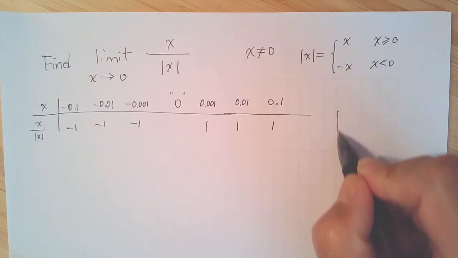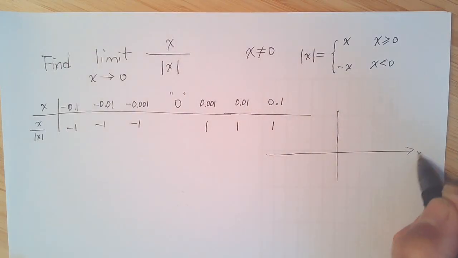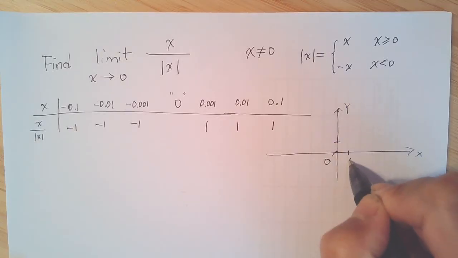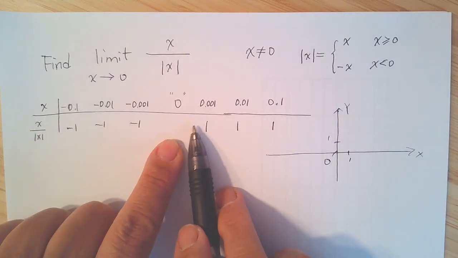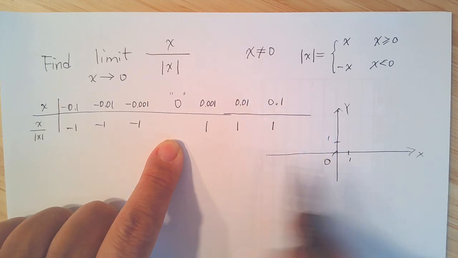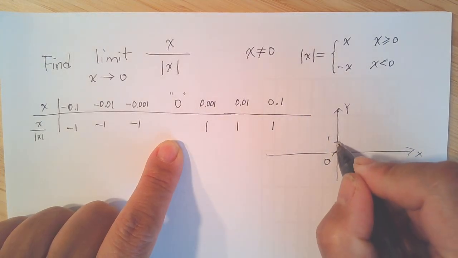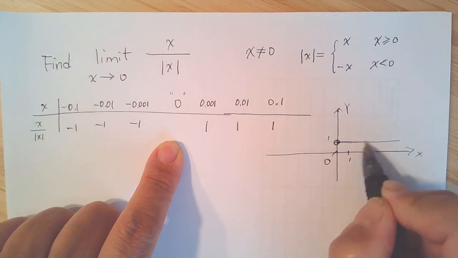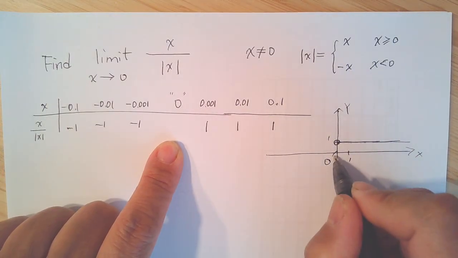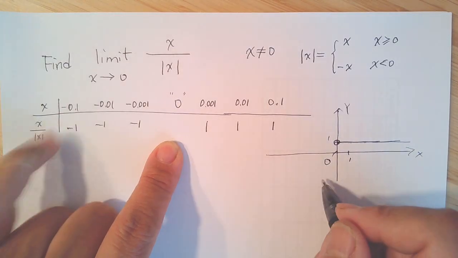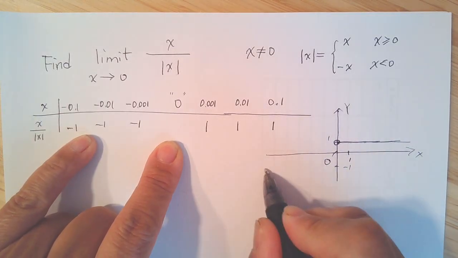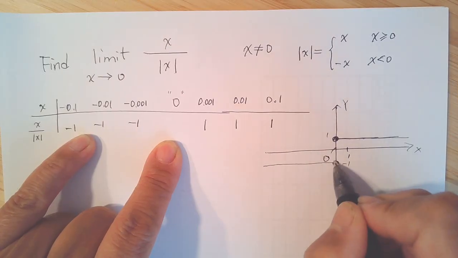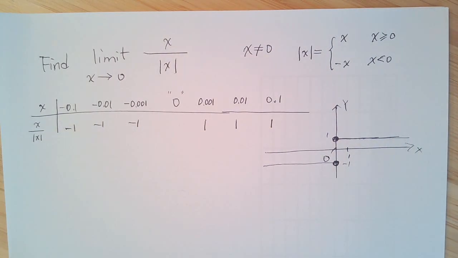If you graph that, you're going to get something that looks like this. Here's x, here's y, and 0, okay, 1, 1. When x is greater than 0, the function value is always 1, with a circle. So that's the graph of it. And when x is negative, that means from 0 to the left, the function value is negative 1. So you have this line, and again, there's a circle. The circle means it's not defined at this point.